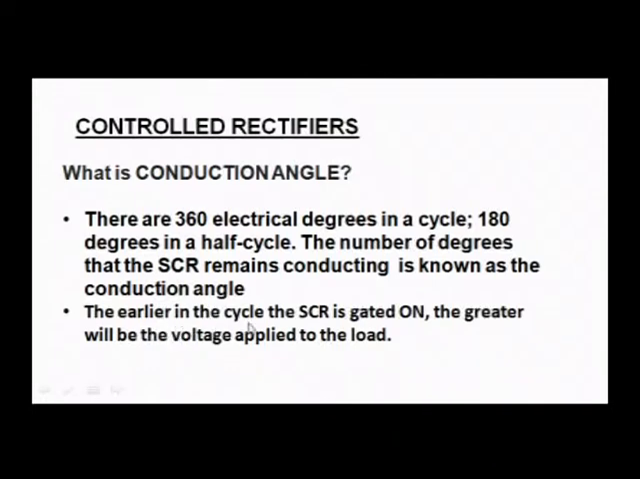The earlier in the cycle the SCR is gated on, the greater will be the voltage applied. That is why I told you it is controllable DC. Any moment I can trigger, and once I give a trigger pulse, it starts conducting. So I can control the amount of power, the amount of voltage, the amount of current which can pass through the load.